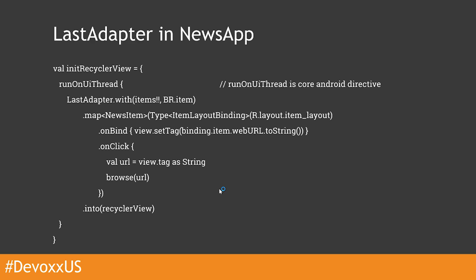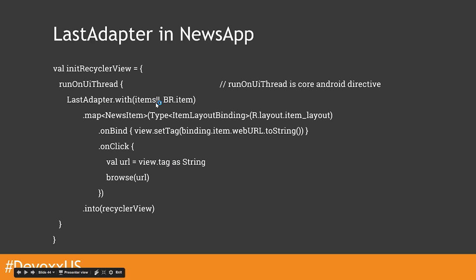So in the actual app, it looks like this. I have a list of items, my bound object for my UI, the NewsItem POJO that we saw, and then I want it to respond to clicks. So the way that I did that is actually set a tag on the view so that when you click it, it pulls that tag and then fires off to Anko to do a browse URL.